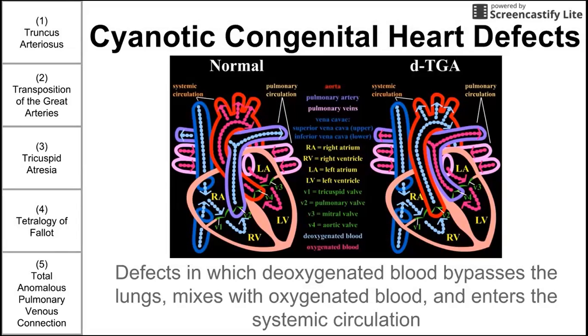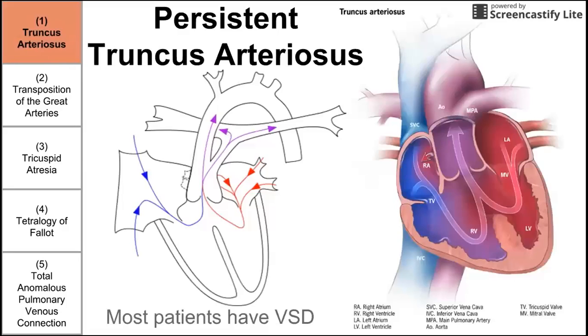We're going to be talking about 5 defects listed across the left there, and they each have a number assigned to them. That number is going to serve as sort of a mnemonic to help you remember these 5 defects. So let's jump into number 1 of the cyanotic congenital heart defects, and that is truncus arteriosus.